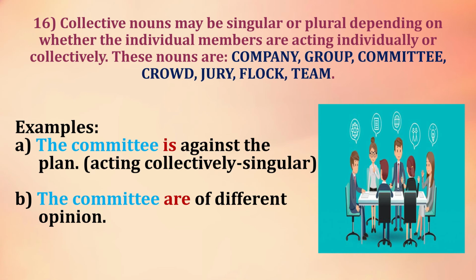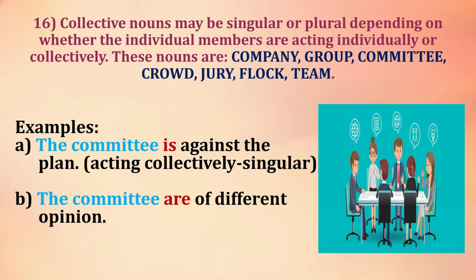As in the first example, A, the committee is against the plan. Here committee is acting as a collective unit, so it is singular. Each individual member of the committee has the same opinion. Now see the next example, B, the committee are of different opinion.